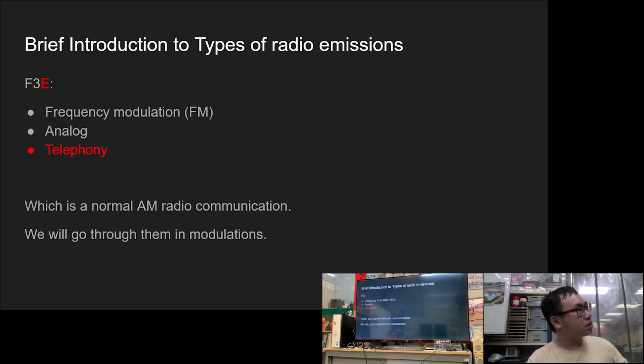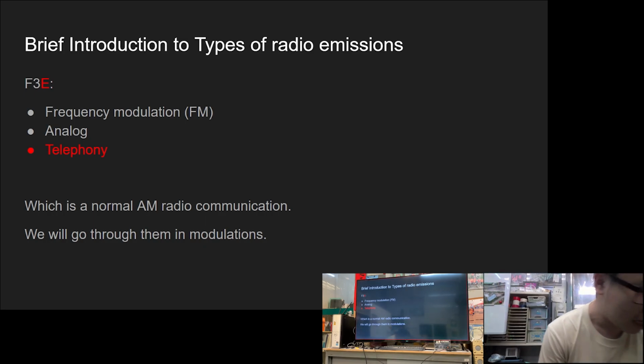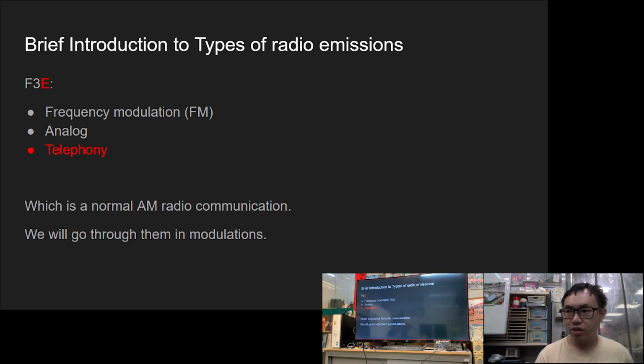Okay, so we have talked about the radio emission. Maybe I should take a QSL card as an example. Thanks, Michael. When you write down the QSL card to others, you have to write down which emission class you are using. So we will use this kind of abbreviation when you write down the card. CW, this is CW.